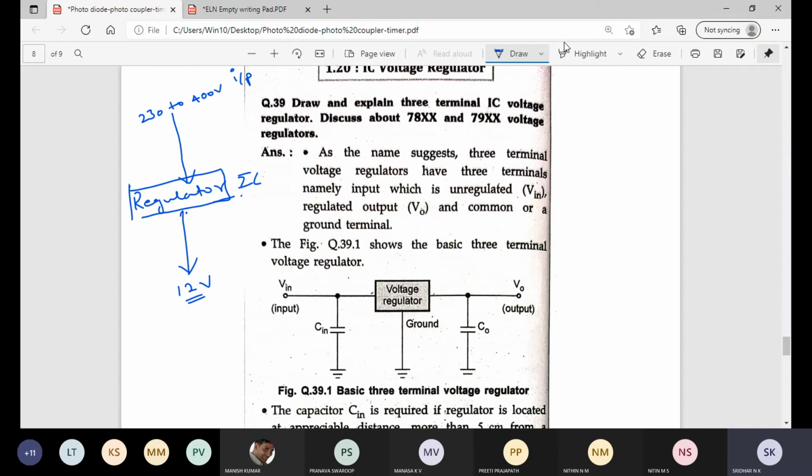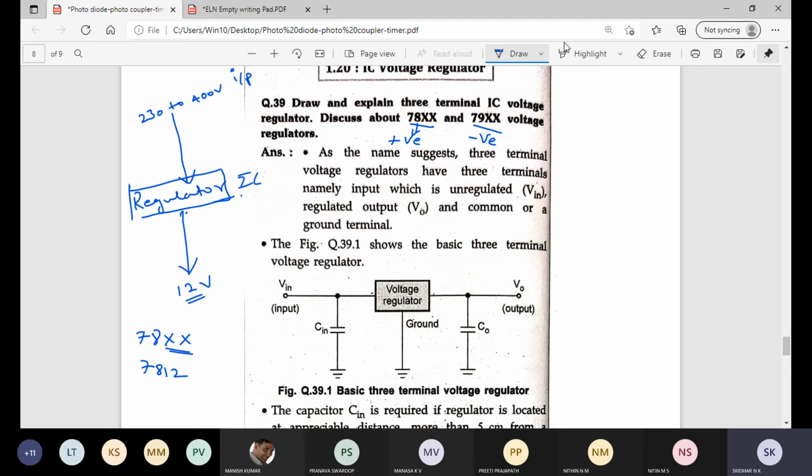There are two series of these ICs: 78XX and 79XX. What do 78 and 79 refer to? 78 refers to a positive and 79 refers to a negative, meaning positive voltage regulator and negative voltage regulator. What does this XX mean? For example, 7812. What does this mean?